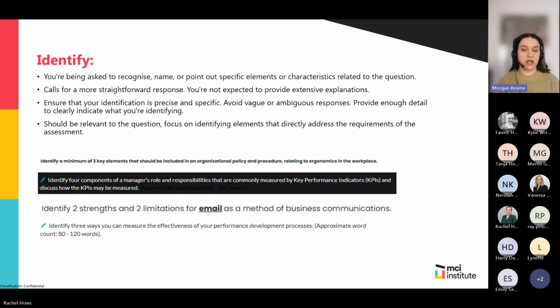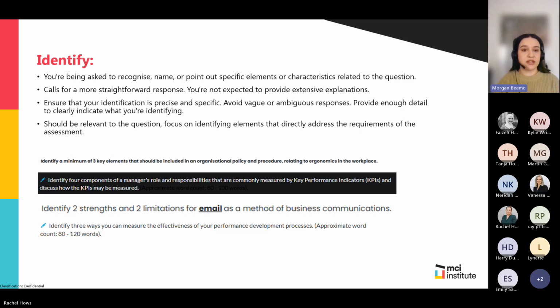Next is another really popular assessment verb, which is identify. So with identify, you're being asked to recognize, name, or point out specific elements related to the question. This can be a more straightforward response, so you're not being asked to provide extensive explanations. You do need to make sure that it is precise and specific.